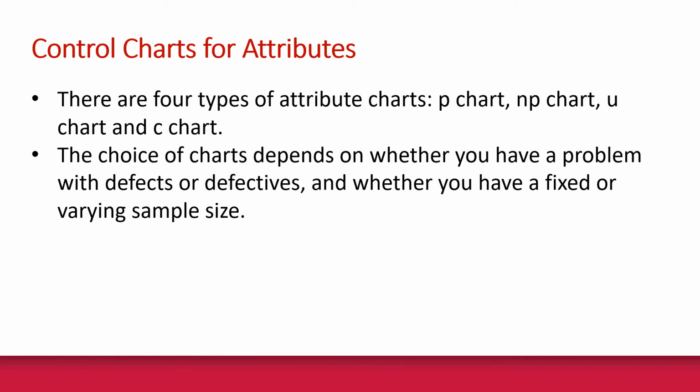There are 4 types of attribute charts: the P chart, the NP chart, the U chart, and the C chart. In this lecture, we'll talk about the P chart and NP chart, and in the next lecture, we'll talk about the U chart and the C chart. The choice really depends on whether you have a problem with defects or whether you have a fixed or varying sample size.